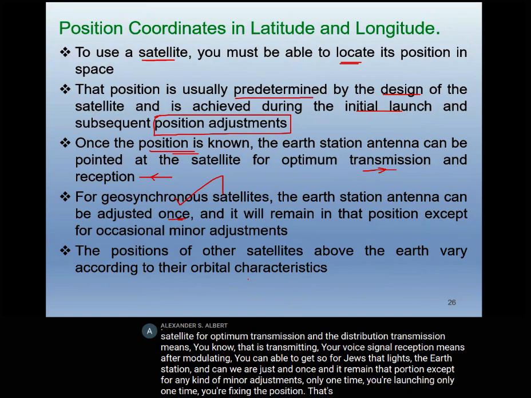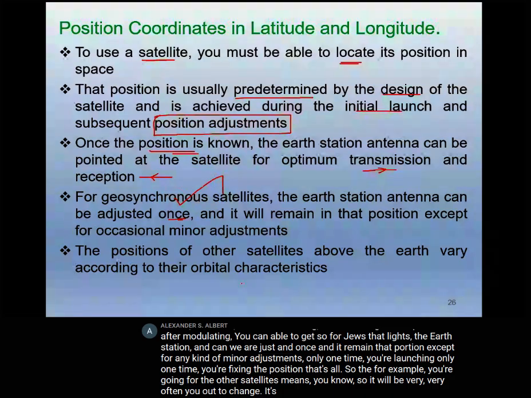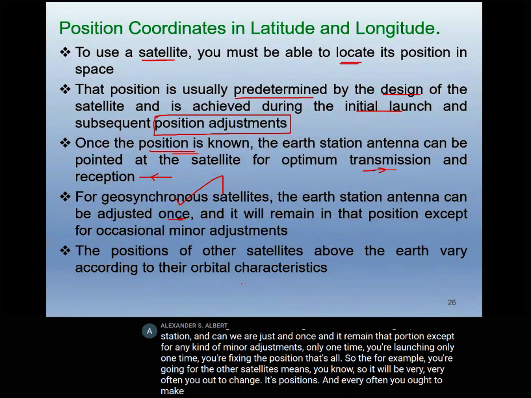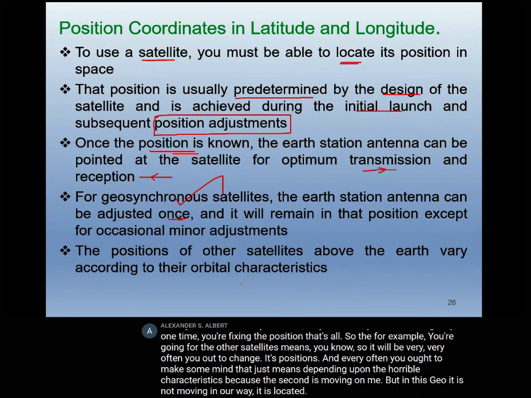That's all. For example, if you are going for other satellites, it will vary. Every so often you have to change positions, and every so often you have to make some minor adjustments depending upon the orbital characteristics, because the satellite is moving in the orbit. But in GEO, it is not moving in the orbit. It is located in one particular position. That's all.